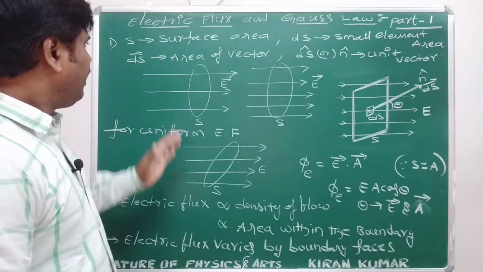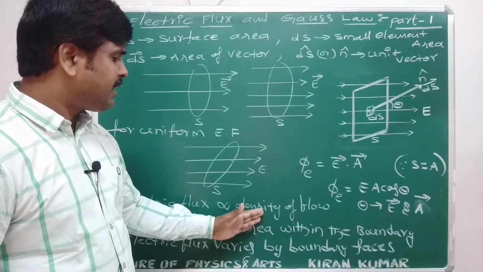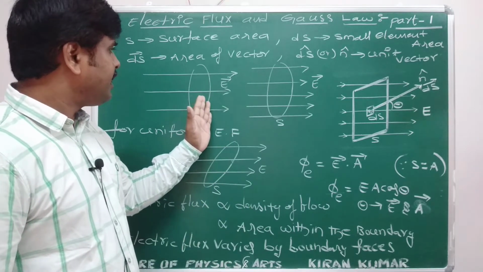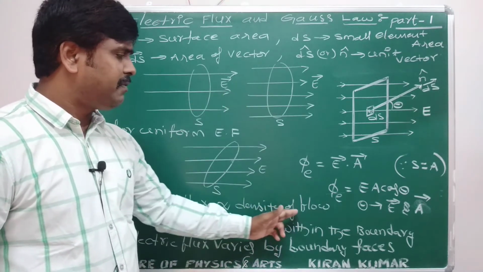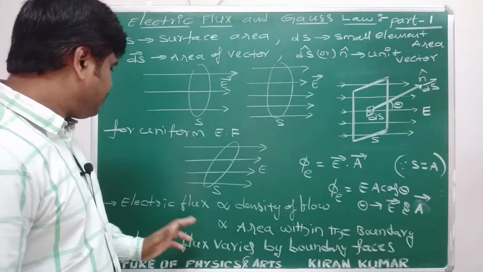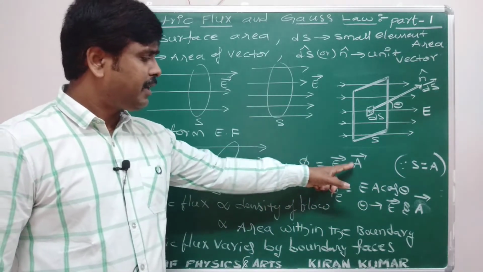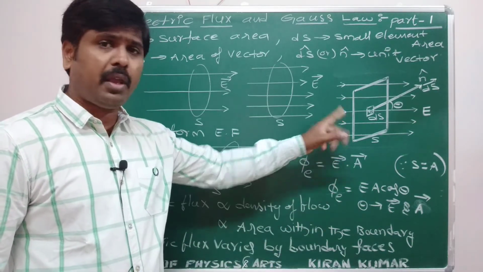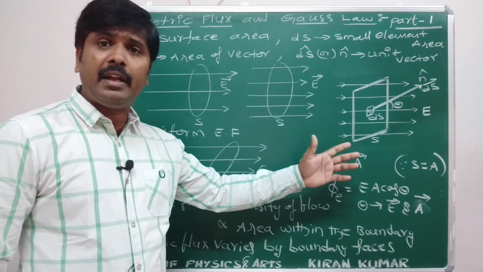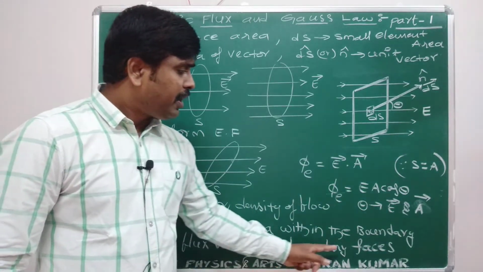Here electric lines increase, which means electric field intensity also increases, which means the density of flow of electric lines also increases. Here less density, here more density. See, phi E is directly proportional to the E. Next, electric flux is directly proportional to the area, already taken as area bounded. And third one is theta, the angle between E and A bar. So electric flux varies by the boundary faces.